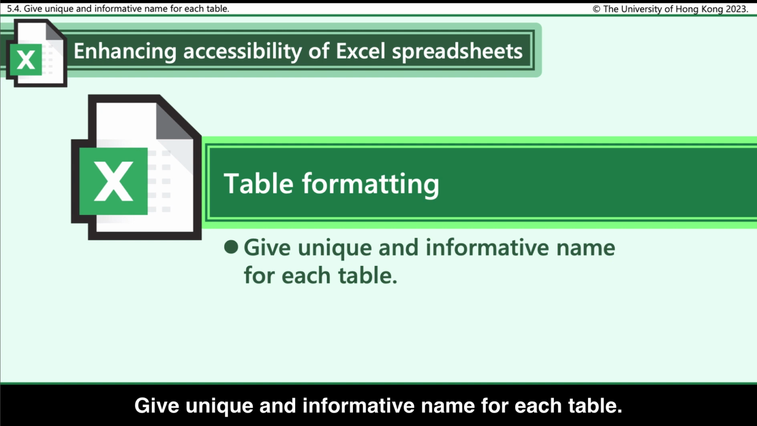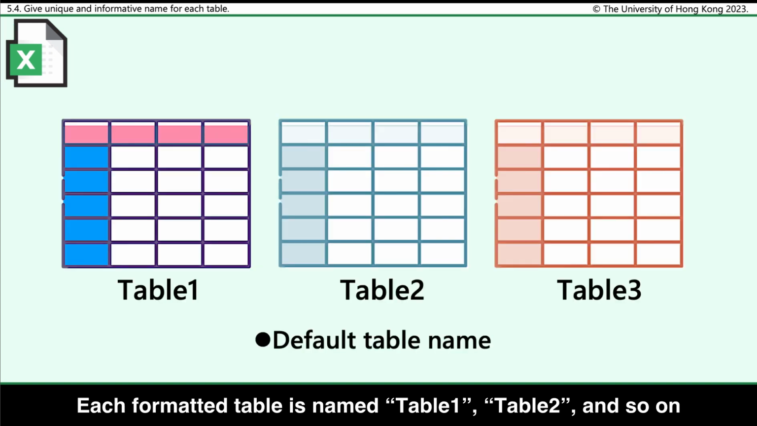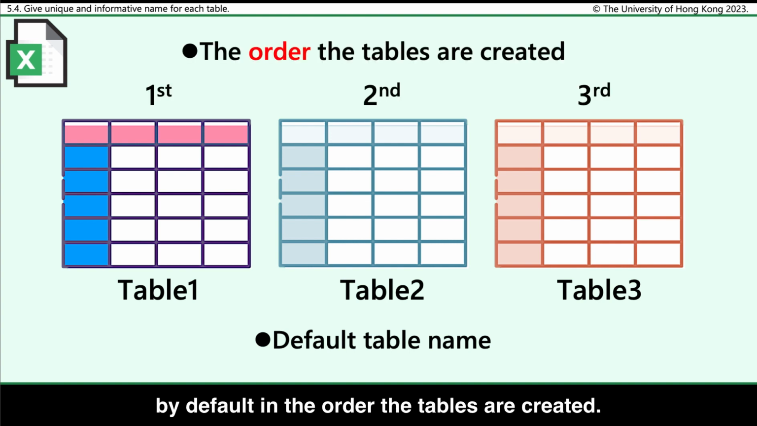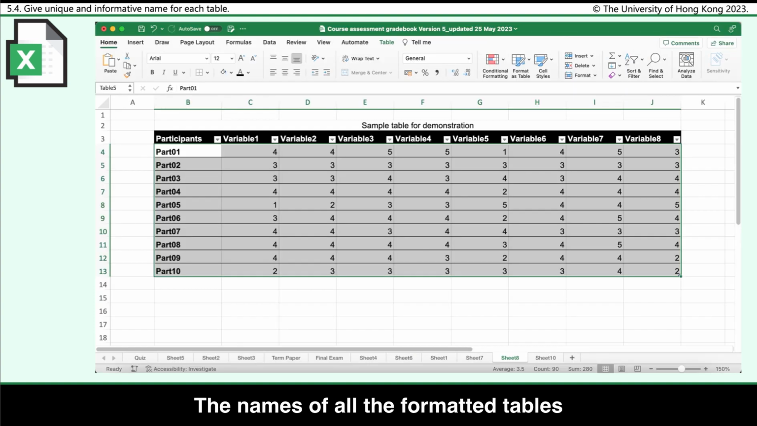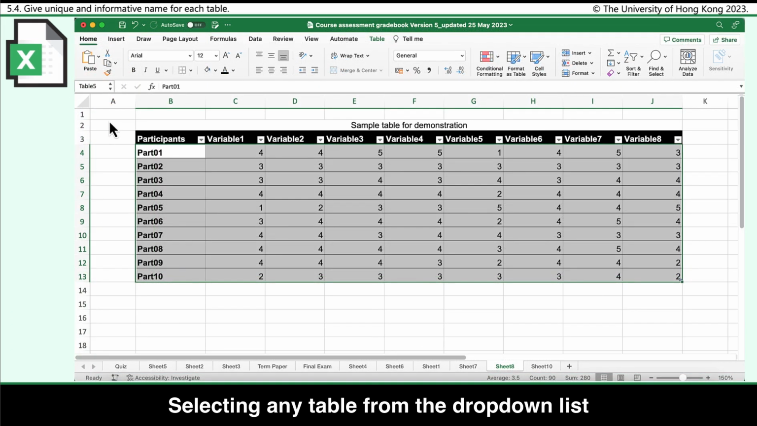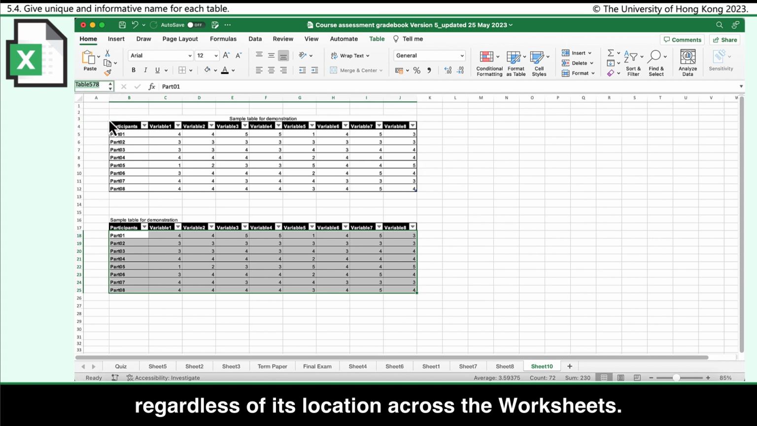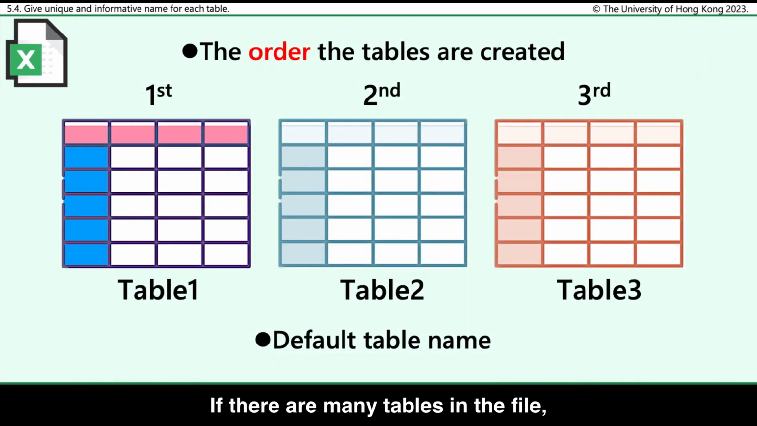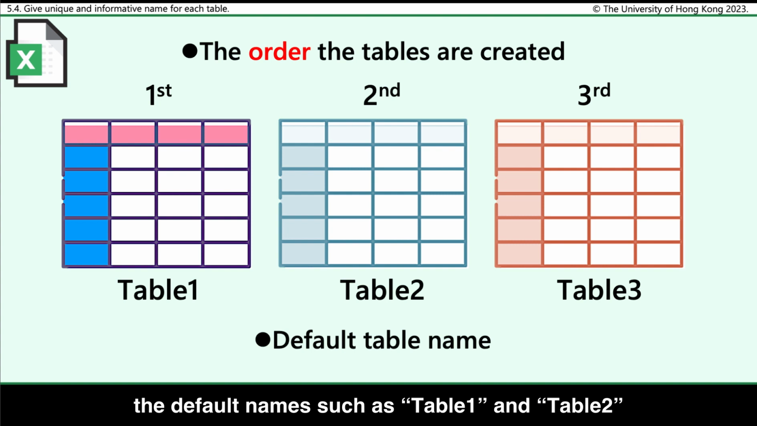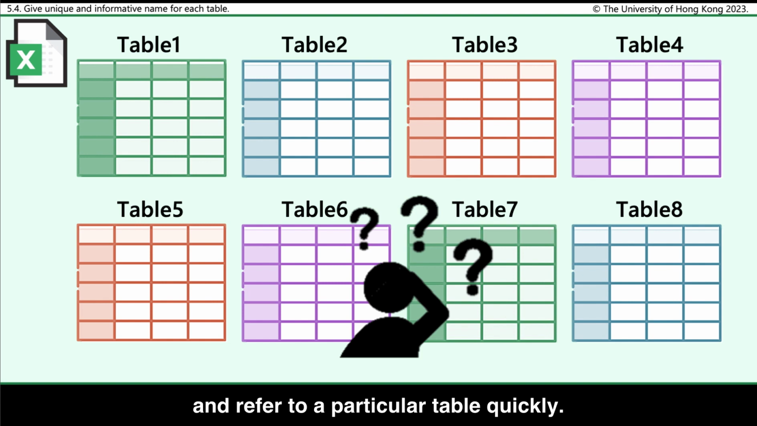Give unique and informative name for each table. Each formatted table is named Table 1, Table 2, and so on by default in the order the tables are created. The names of all the formatted tables are shown in the name box near the formula bar. Selecting any table from the drop-down list from the name box can automatically jump to that table, regardless of its location across the worksheets. If there are many tables in the file, the default names such as Table 1 and Table 2 might not be informative enough to let users differentiate and refer to a particular table quickly.